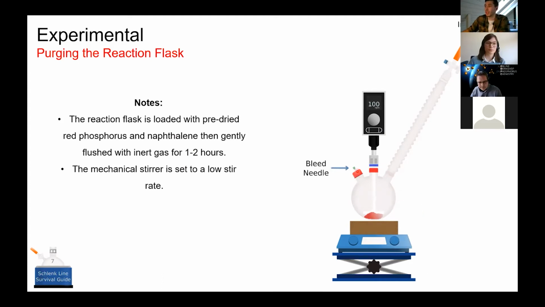And one thing you need to consider as well is that under vacuum naphthalene may sublime, so this avoids that problem as well. And you can just leave it under a gentle flow for a short while with a bleed needle to purge the reaction flask, and gentle stirring with the mechanical paddle just to agitate the solids.